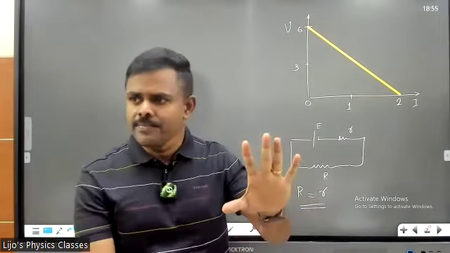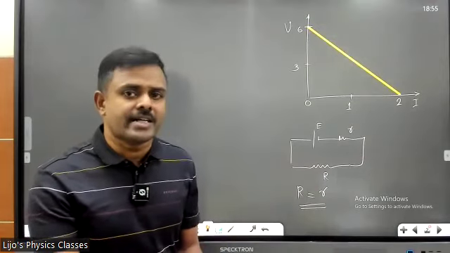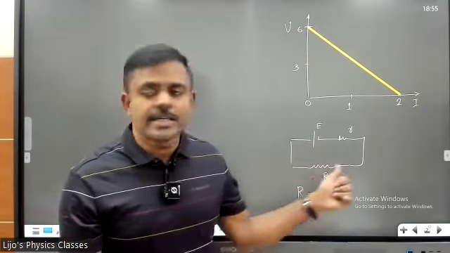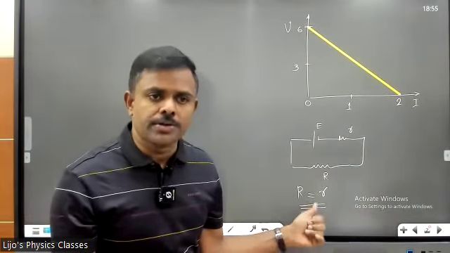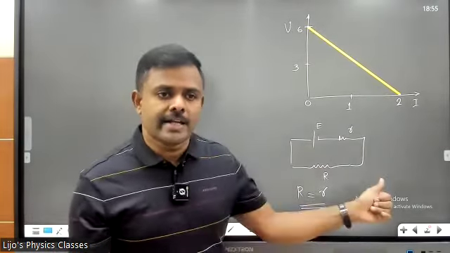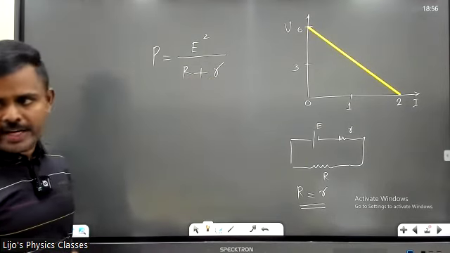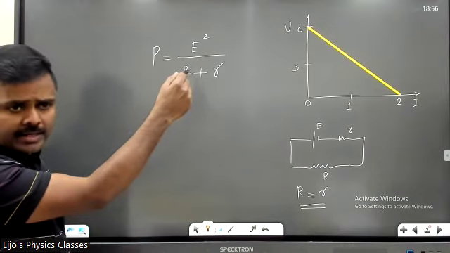But just know one thing: in a cell, if you want to get maximum power, what is the condition? External resistance should be equal to internal resistance. I repeat one more time, external resistance is equal to internal resistance. In that case, power is given by this formula. This is called Joule's law of heating. Power is equal to E square by R, right?